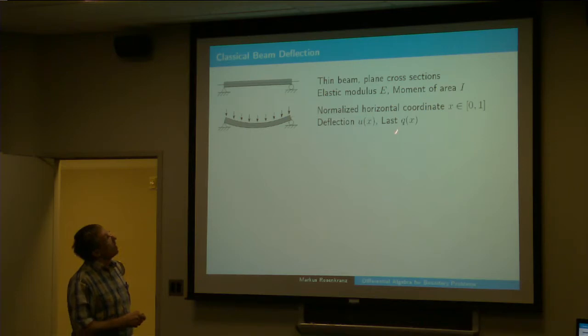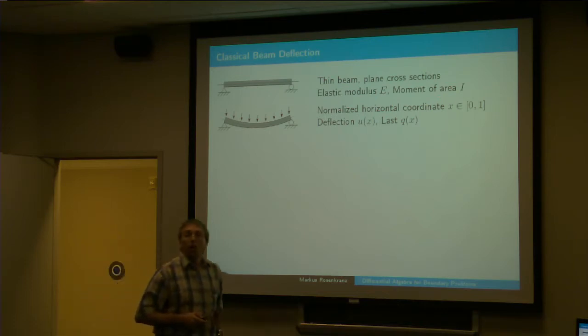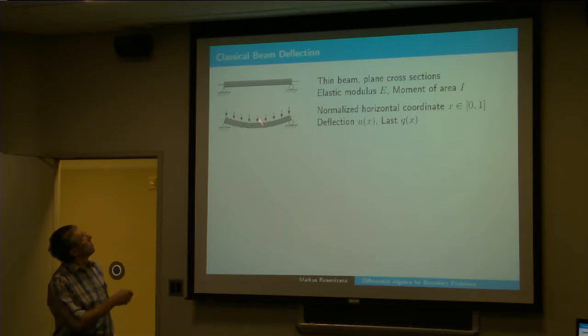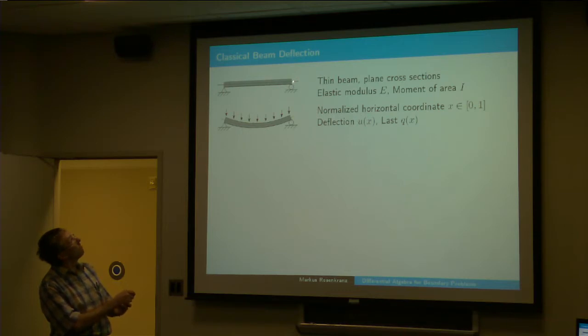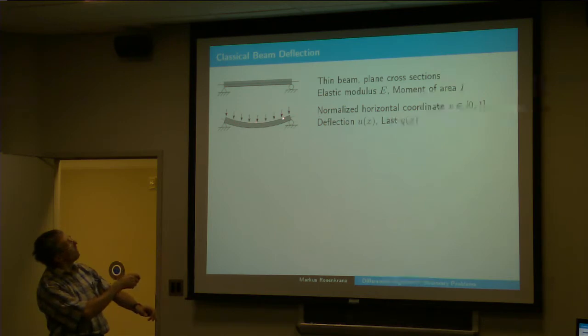Plane cross-sections. And then the parameters that you need to describe this is, of course, the elastic modulus, like in Hooke's law. It's just an extension of this idea. And geometric information, the moment of area. It's like an inertia moment, but here it's an area moment. And then for describing this, I take a coordinate here from 0 to 1, normalize it, that tells me where am I looking at this beam, which position. And what I want in the end is the deflection.